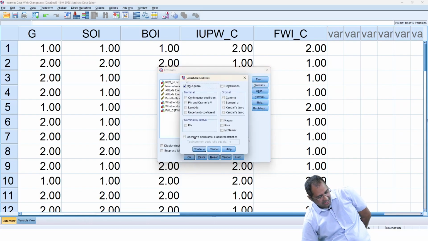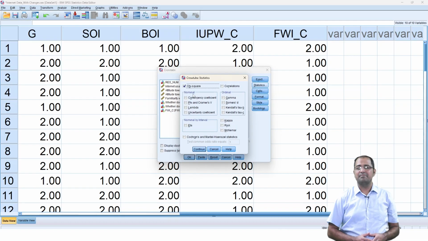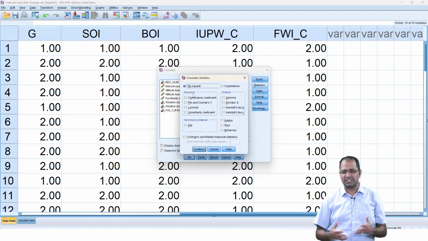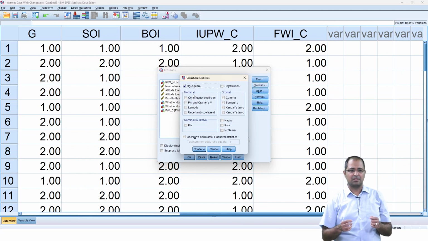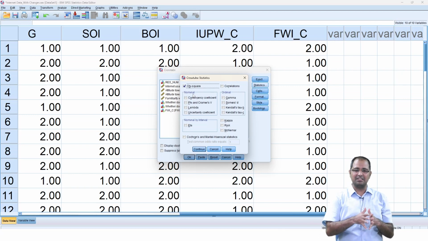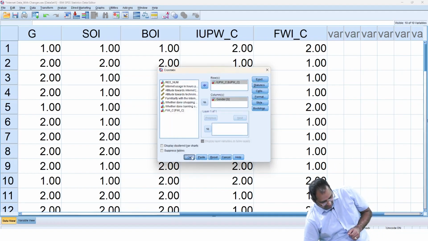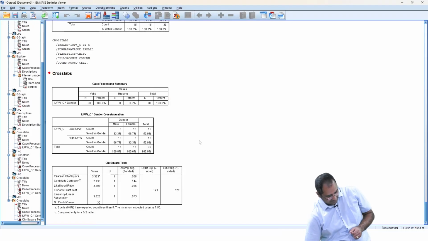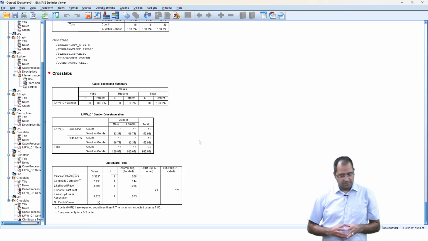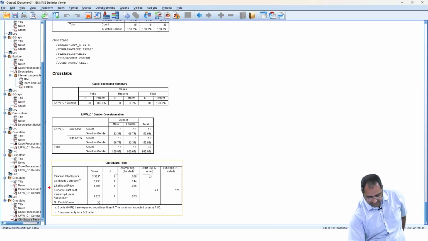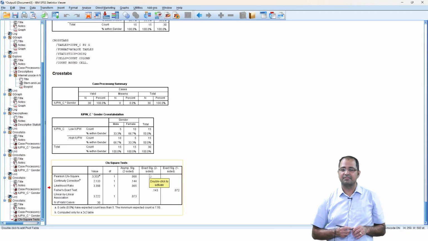So in the statistics, you have chi-square and other measures also, like phi coefficient, contingency coefficient. They are also useful, but we'll stick to this chi-square. They are also chi-square statistics, but a little adjusted. So if we click OK, we are getting 0.068.